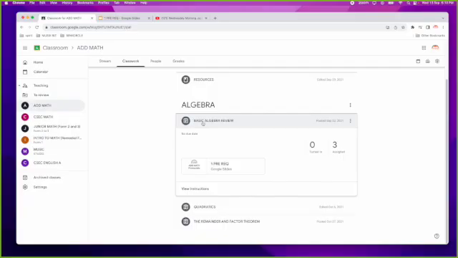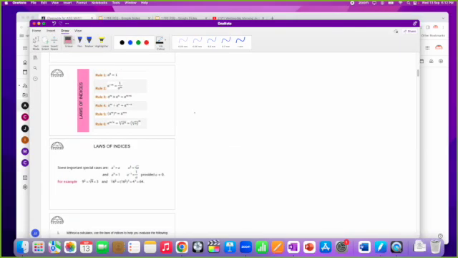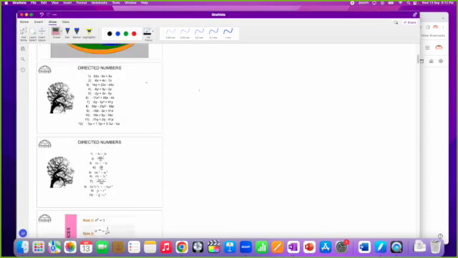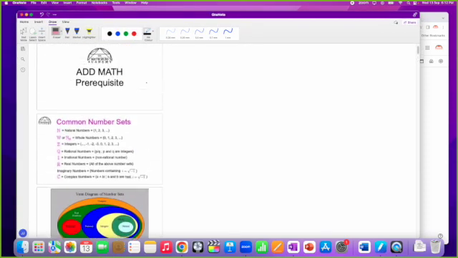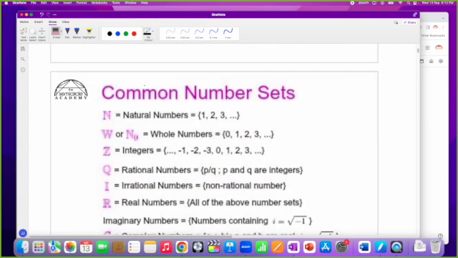This is what we are doing in this first class and maybe the first couple of classes, right? So the recording of this class is going to be put right here. The first thing that we're going to do is look over some of the basic skills in maths that we are going to tackle, right? So, add maths prerequisite.